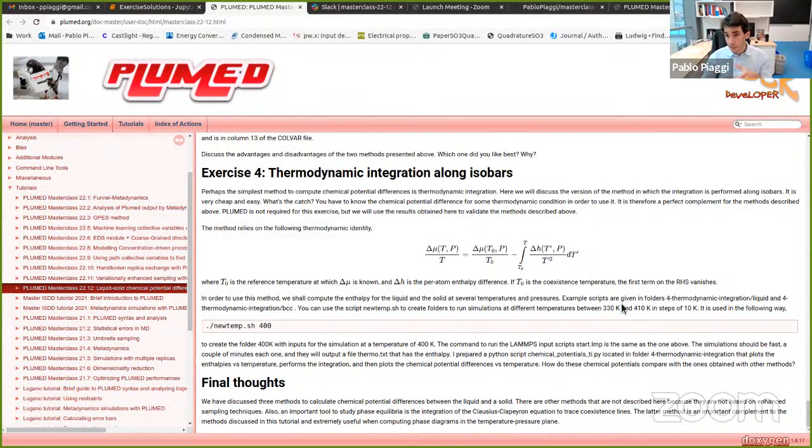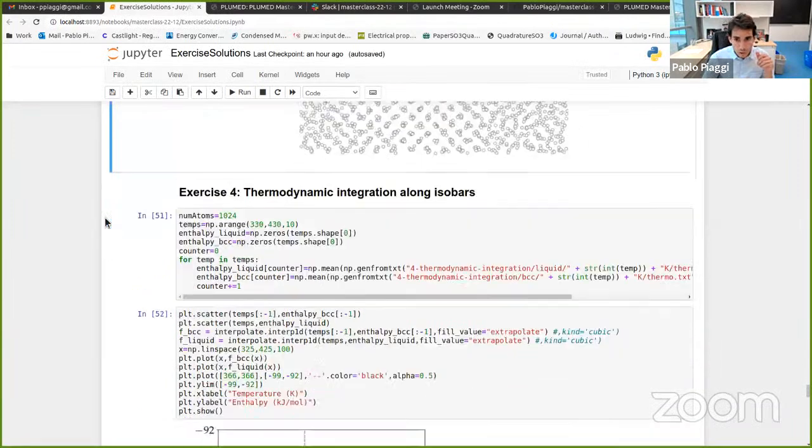Okay, so I gave the scripts to do the simulations of the liquid and the simulations of the solid, and calculate the enthalpies for each phase at different temperatures. So let's see what we get from that.